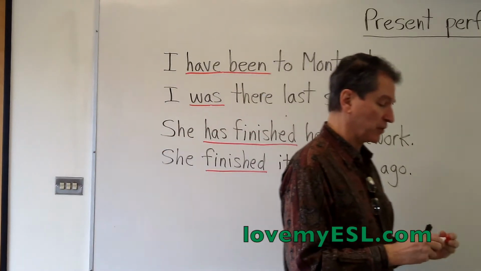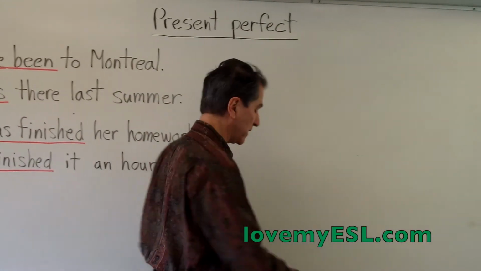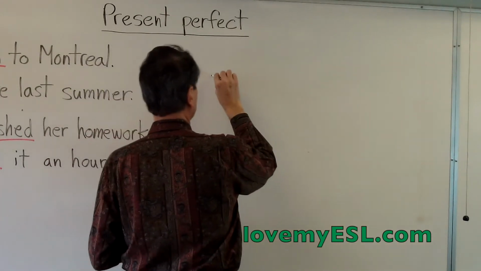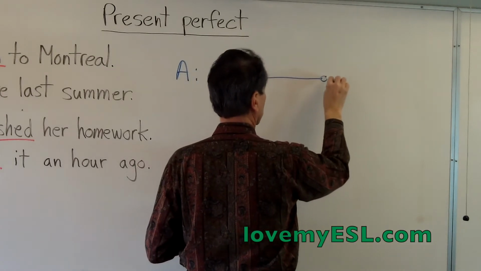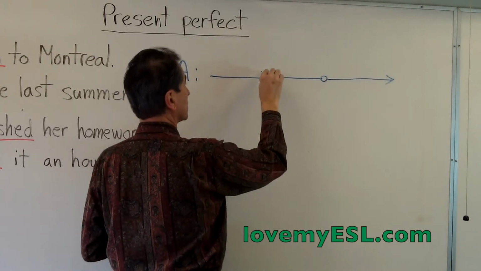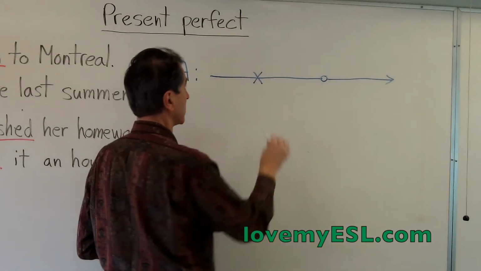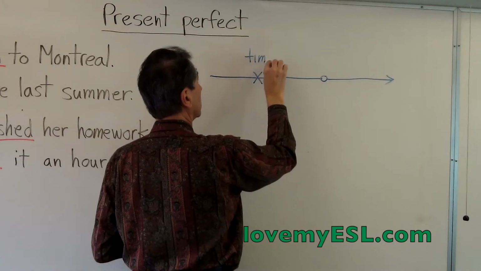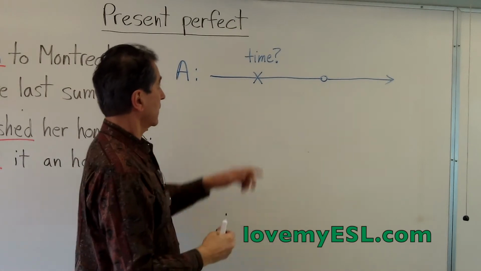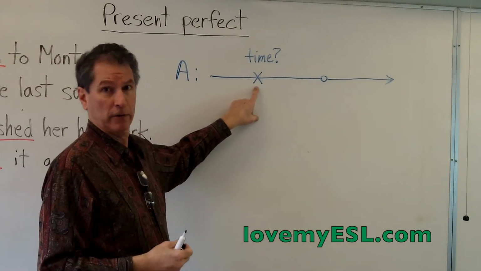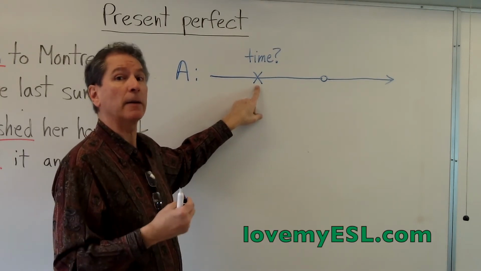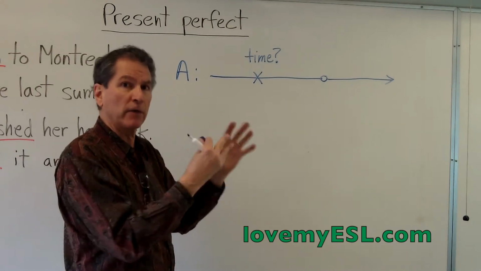Now the present perfect is used in three different circumstances. Let me illustrate here with a timeline. So I'll call the first one A, and the timeline is like this. Here's the present, here's the future, out there somewhere. The first use of the present perfect is when something happens in the past, but, as I said earlier, there is no time. So I'm going to put a time with a question mark. Things like, I have read that book. I have been to that restaurant.